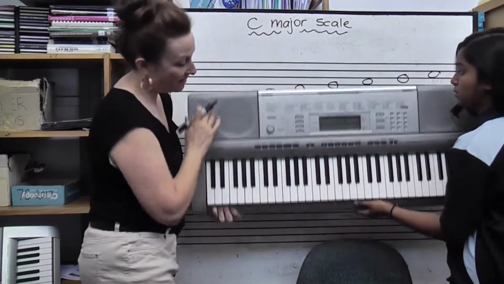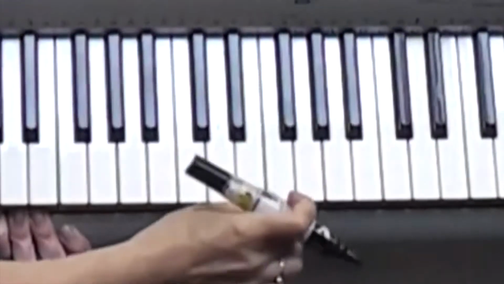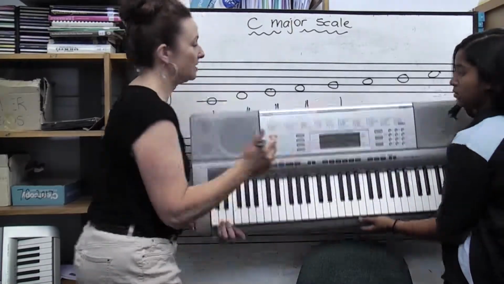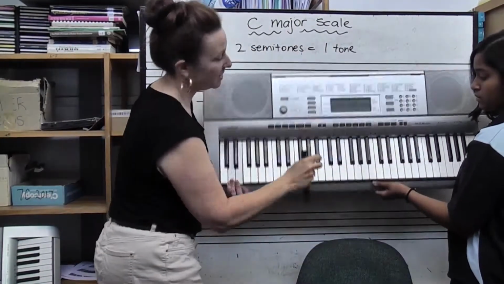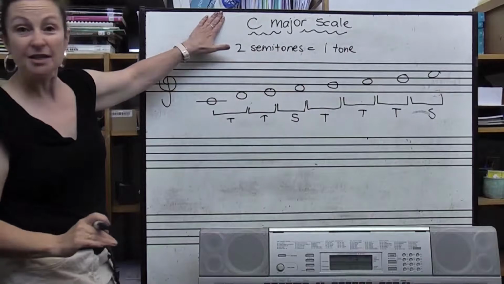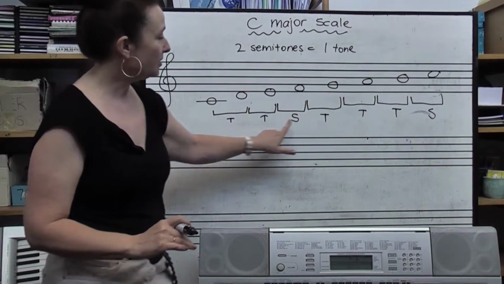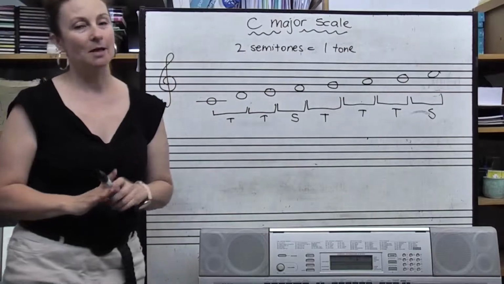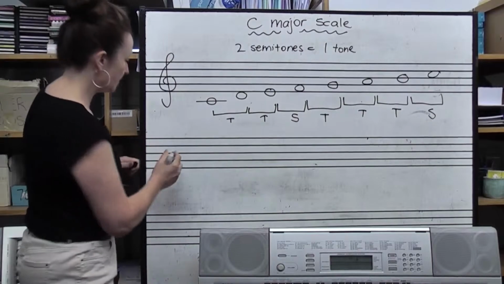Let's have a look from E to F. E to F. There is no note in between, that is 1 step, so therefore that must be a semitone. So in every single major scale, the pattern of tones and semitones is tone, tone, semitone, tone, tone, tone, semitone. And you can write any major scale using that pattern. Let's put that to the test.